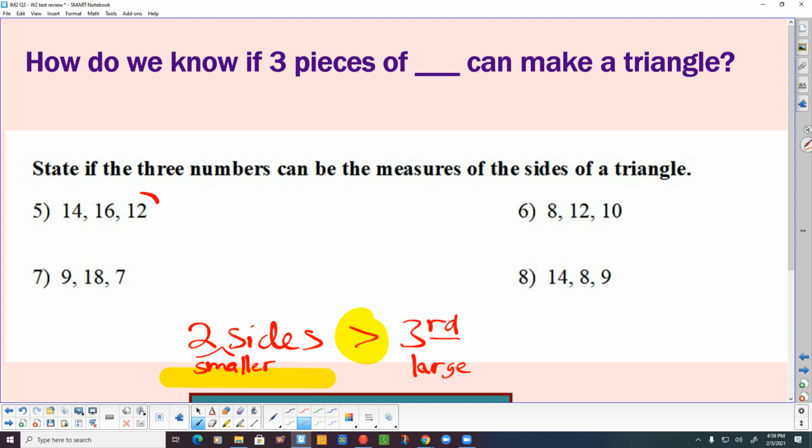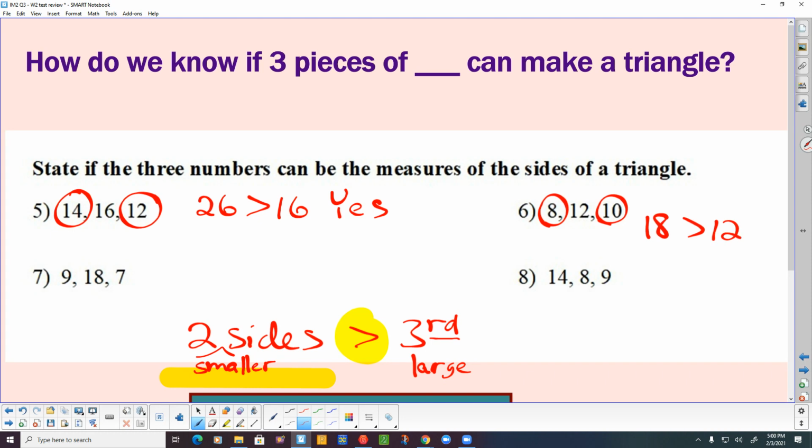So here's my 2 smaller sides. 12 plus 14 is 26. Is that greater than the large side? If you can say yes, you can make a triangle. How about number 6? Where are the two small sides? Does this make a triangle? 10 plus 8 is 18, which is greater than 12. Yes.